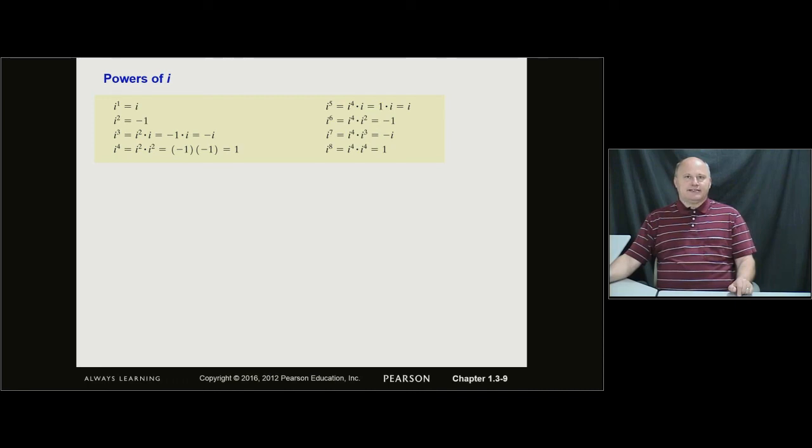I to the third is the same thing as I to the seventh. I to the fourth is the same thing as I to the eighth. So what we call it is it's cyclic. What that basically means is it cycles over and over again. So in other words, if you had I to the 15th, that would be the same thing as I to the 11th. And I to the 11th would be the same thing as I to the 7th. And I to the 7th is the same thing as I to the 3rd. And of course, I to the 3rd is negative I. So they just cycle over again.